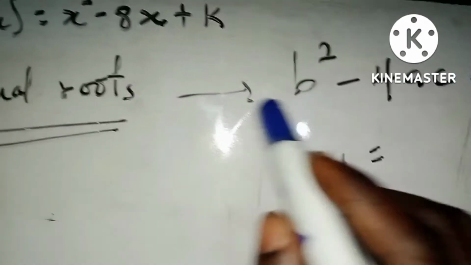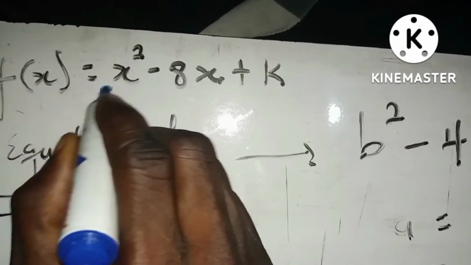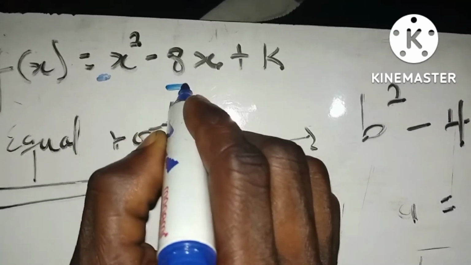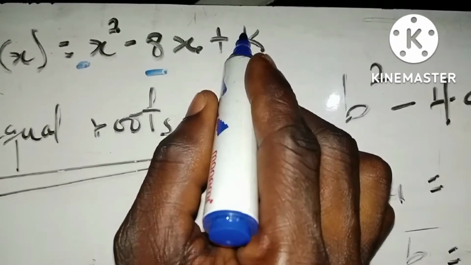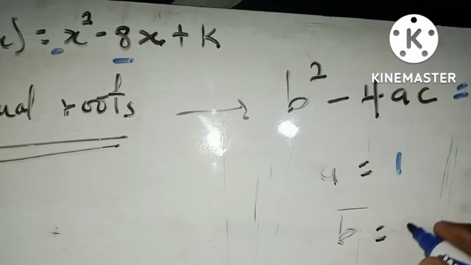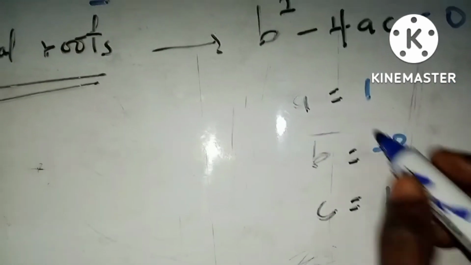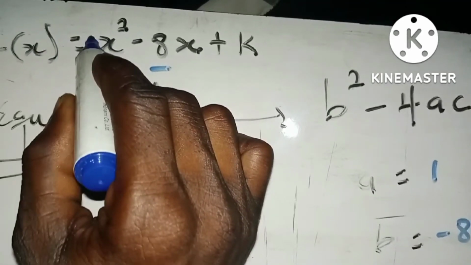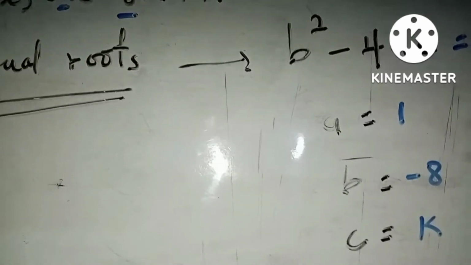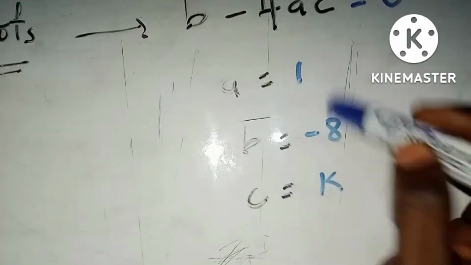And then this a, b, c are coming from the quadratic equation given to us. So here our a is always the number that is attached to the x squared, b is the one that is attached to the x, and c is the constant, right? So here we have our a to be 1, b to be negative 8, and c is equal to the constant, k. There's always a 1 here, right? So since we have this, you just have to solve everything, equate it to 0, and find the value of k.